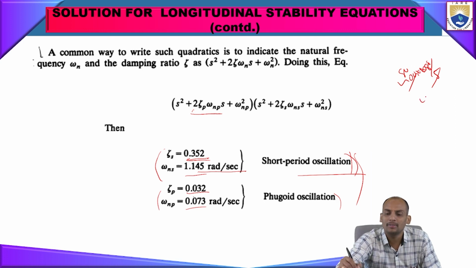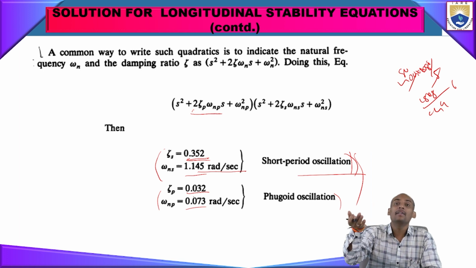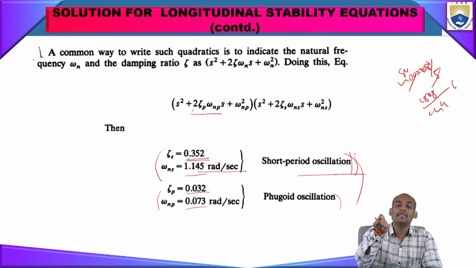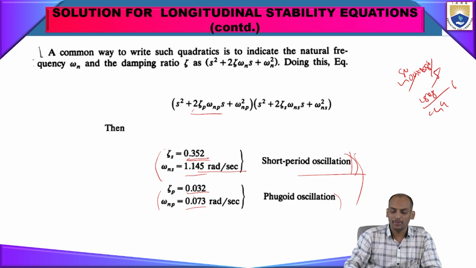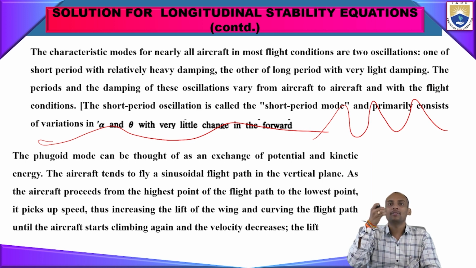So how much is it? 18 into 8 will be 64, and 8 to 4, 1400. That means a 1500 km pitch. At that 1500 km speed, if you give small throttle changes to change alpha and theta, you will get a frequency response of this much. So this is called the short period, the short period mode of oscillation.